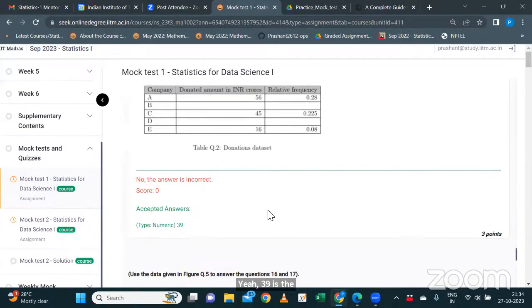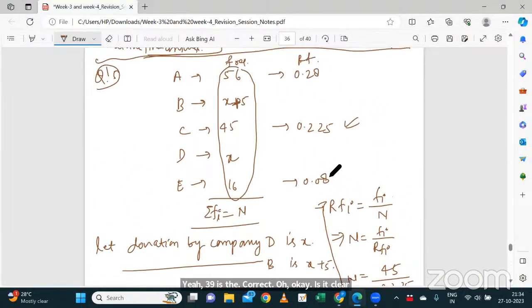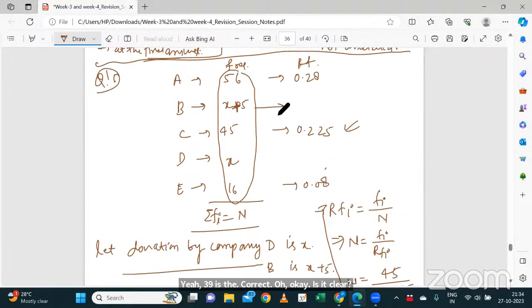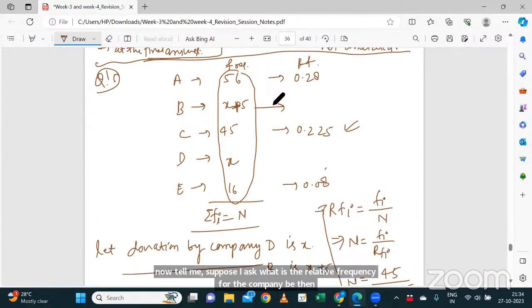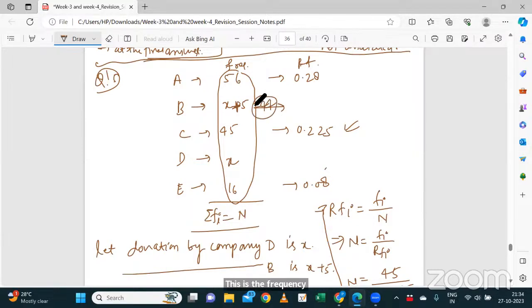It's clear? Now suppose I ask what is the relative frequency for company B. The frequency is 39 plus 5, 44. So the relative frequency is 0.22, that is 44 upon 200. And for company D, the relative frequency will be 39 divided by 200, correct? Great, I think you got the concept.